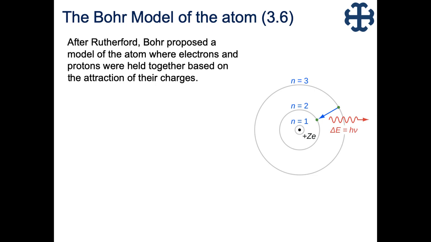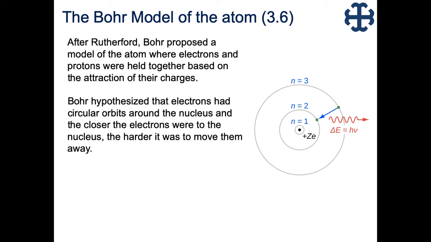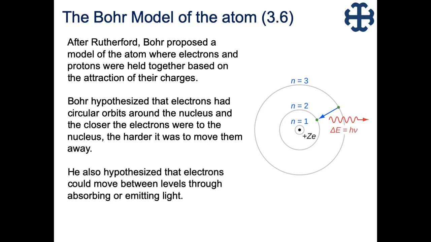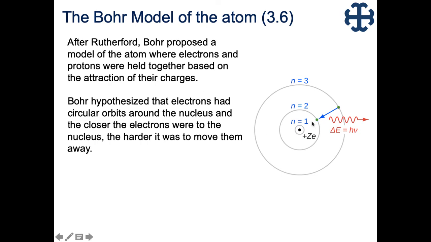So after Rutherford, there was a guy named Bohr who proposed a model of the atom where our electrons and protons are held together based on the attraction of charges. So a reminder, our protons are positive, our electrons are negative. And Bohr hypothesized that our electrons have a circular orbit around our nucleus. And that is why they don't just fly away all the time. Also within that, the closer the electron is to the nucleus, so this black dot being our nucleus, the closer it is, the harder it is for the electron to be removed.